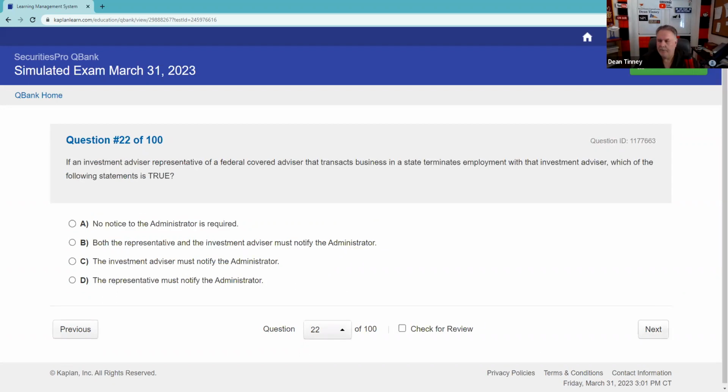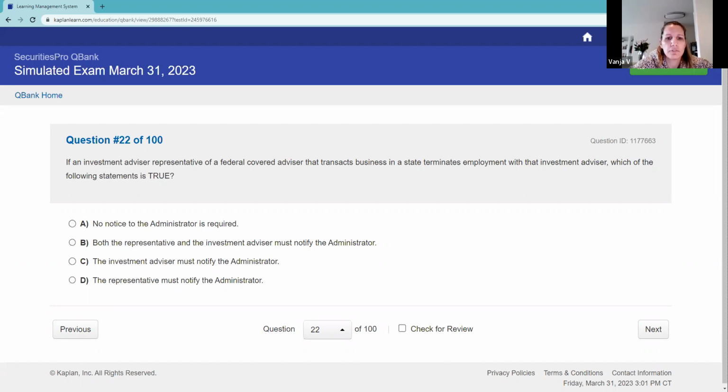If an investment advisor representative of a federally covered investment advisor transacting business in a state terminates employment with that investment advisor, which of the following statements is true? No notice to administrators is required. That is not true. Somebody has to tell them. So the representative and investment advisor must notify the administrator. The investment advisor must notify the administrator. The representative must notify the administrator. Well, state and federal. So the investment advisor must notify the administrator. So C.